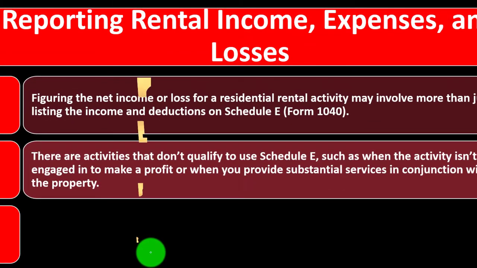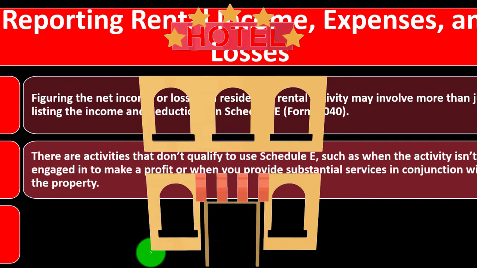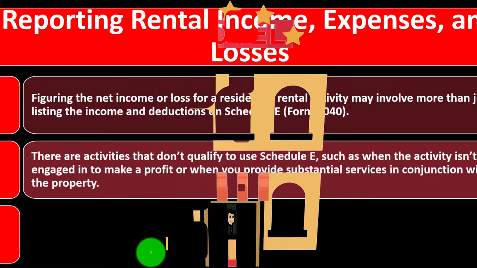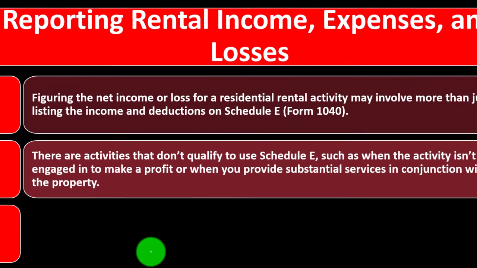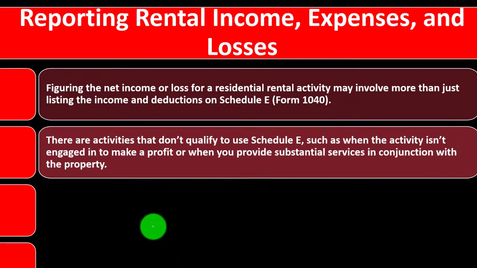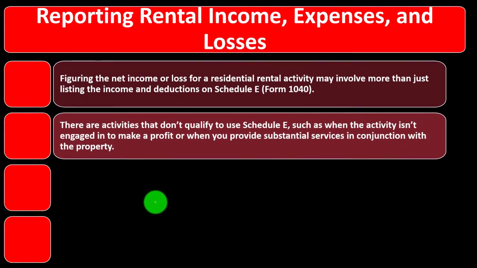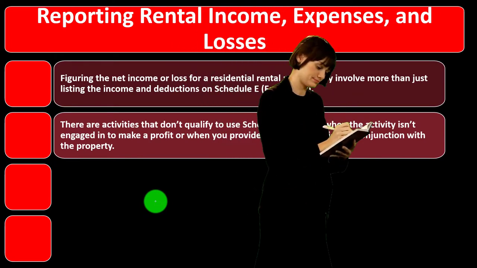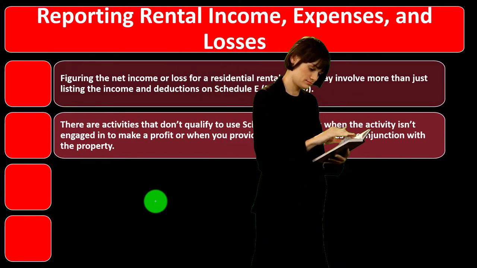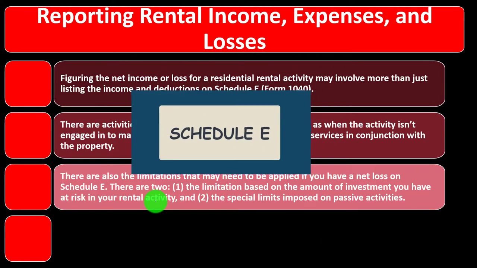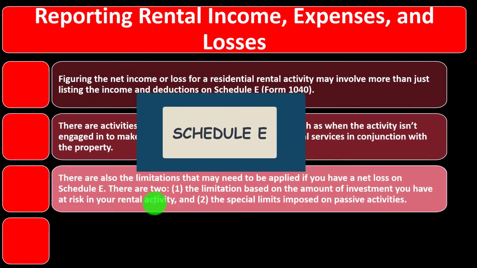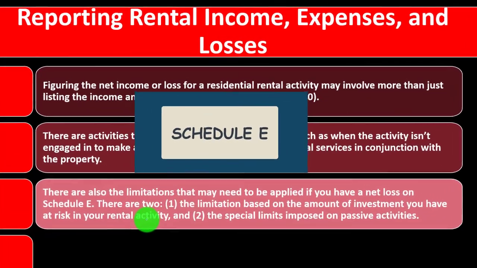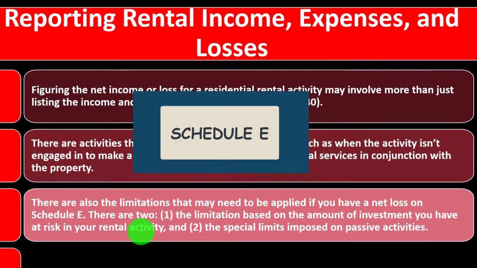That would be like a hotel, for example, where you're providing services for the guests routinely instead of just providing a place of rental in more of a passive kind of situation. Then you would think it's likely that you might have to report that on the Schedule C as opposed to the Schedule E. There are also limitations that may apply if you have a net loss on Schedule E.